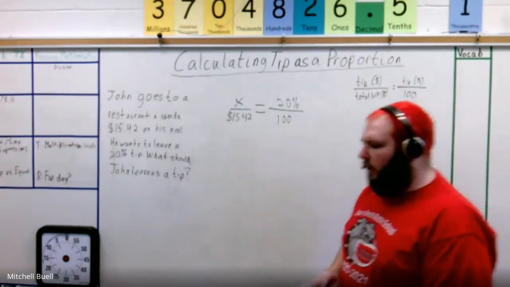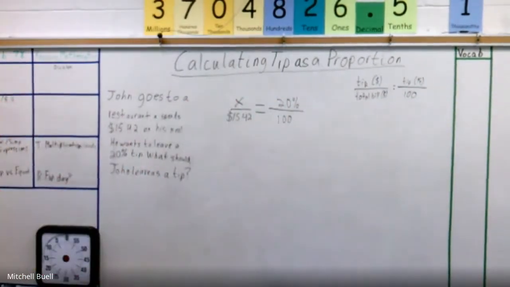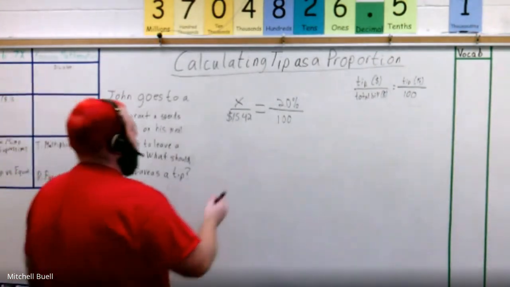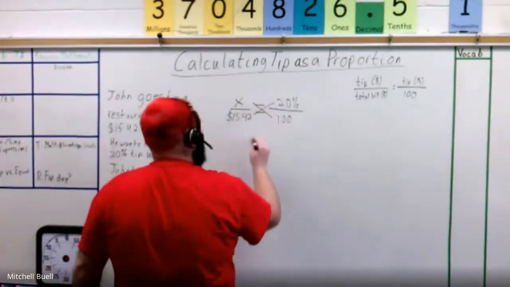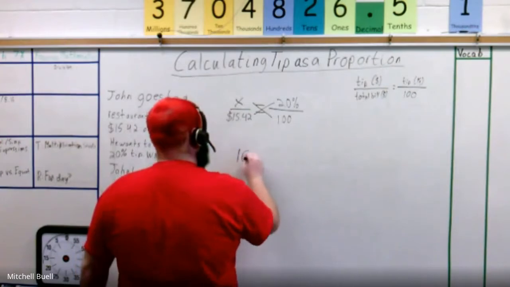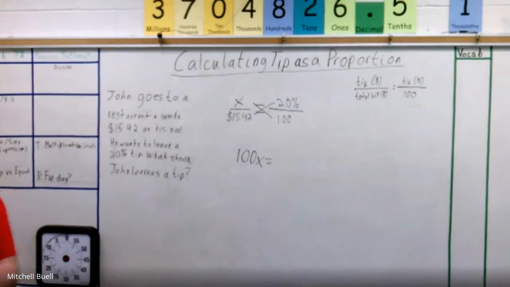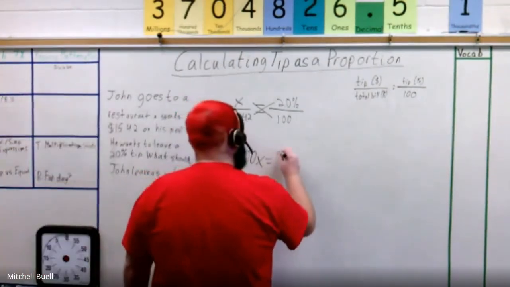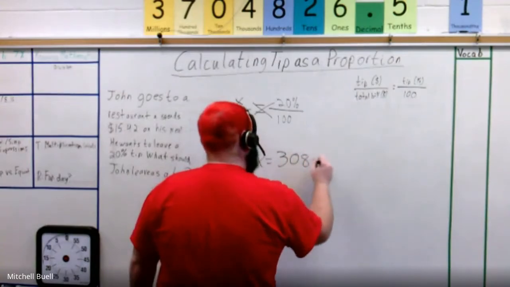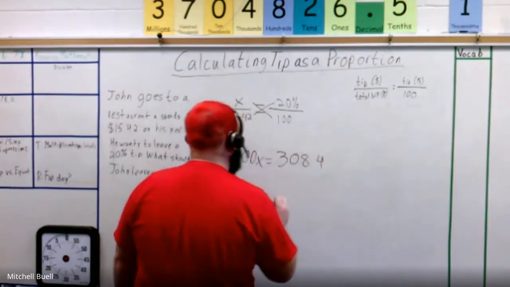So now, like always with a proportion, I am going to cross multiply. So I do X times 100 and I get 100X. And then I do $15.42 times that 20%, and I get 308.4.